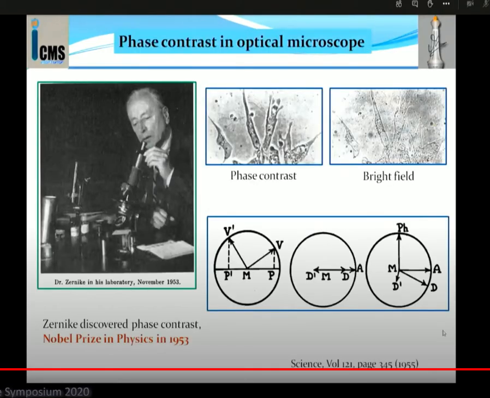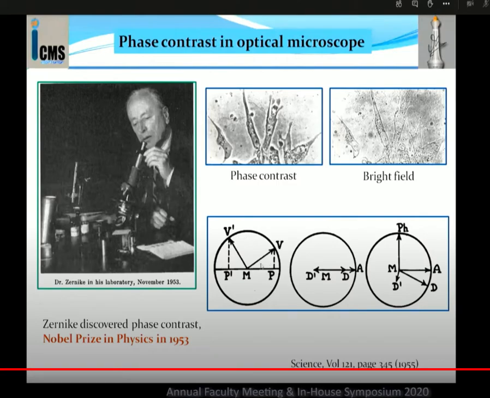Phase contrast microscopy, as I'm sure you are all aware, was discovered by Zernike in optical microscopy and was awarded the Nobel Prize in Physics in 1953. To understand phase contrast microscopy, you see a comparison of a tissue sample without any chemical staining, in bright field and phase contrast. If you use a phase plate for phase contrast imaging of the weakly scattering tissue sample, you can see many more details which are not available in the bright field image.